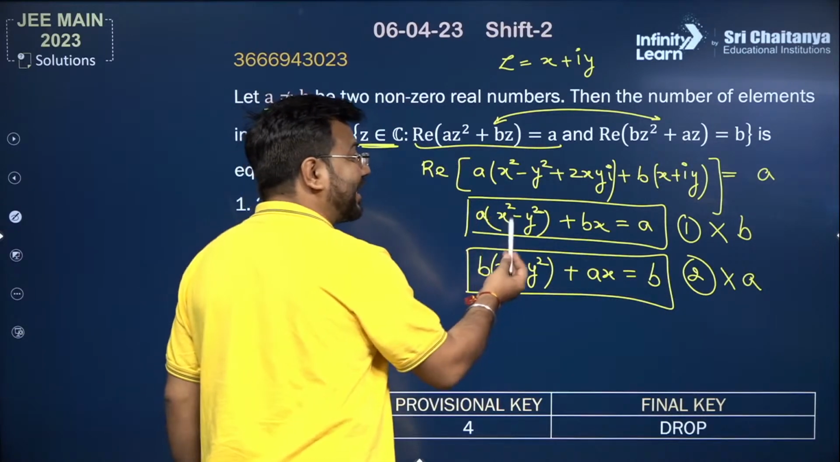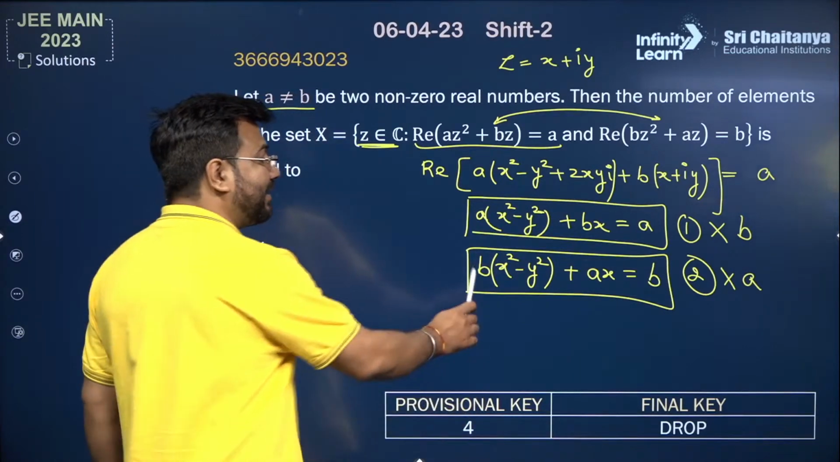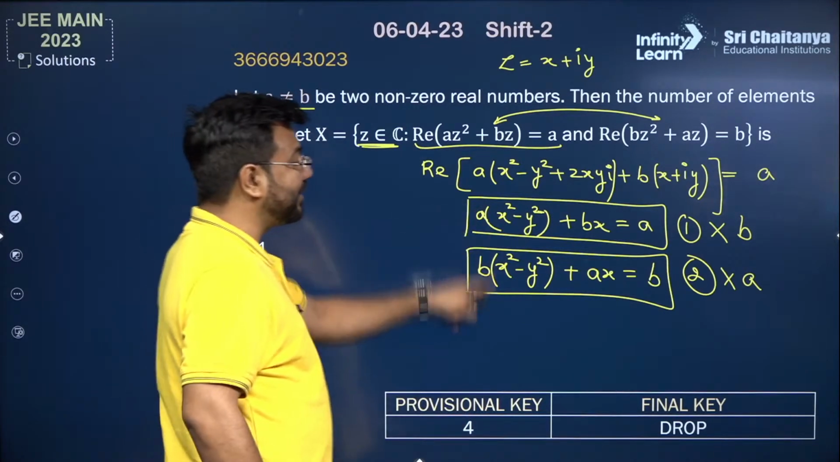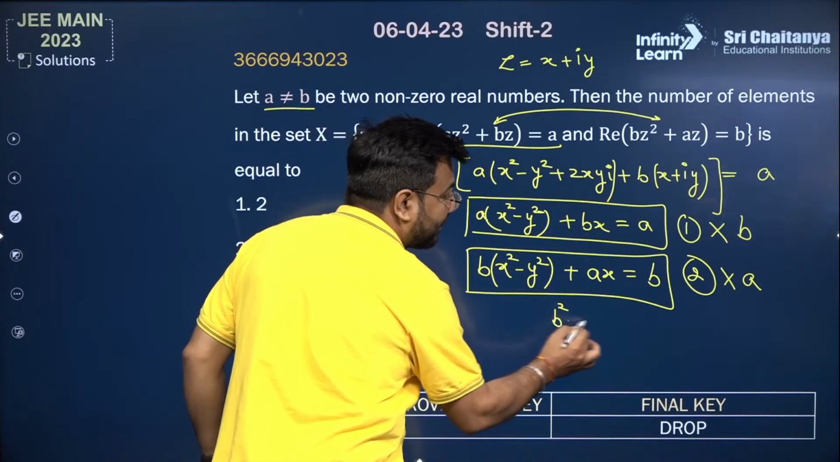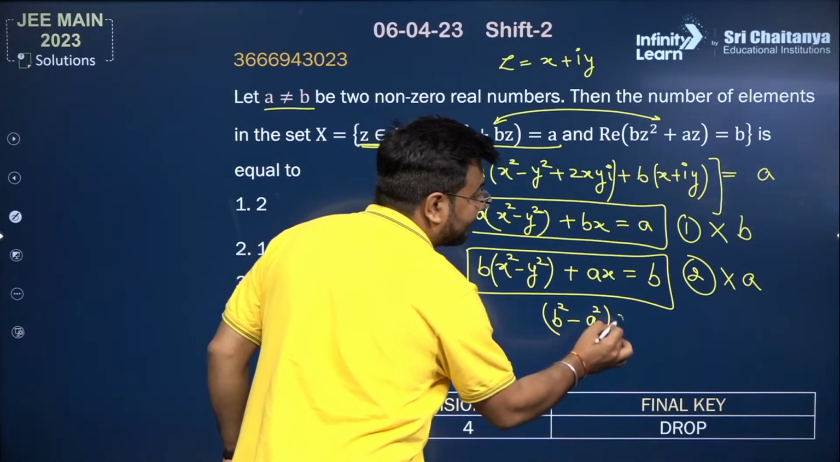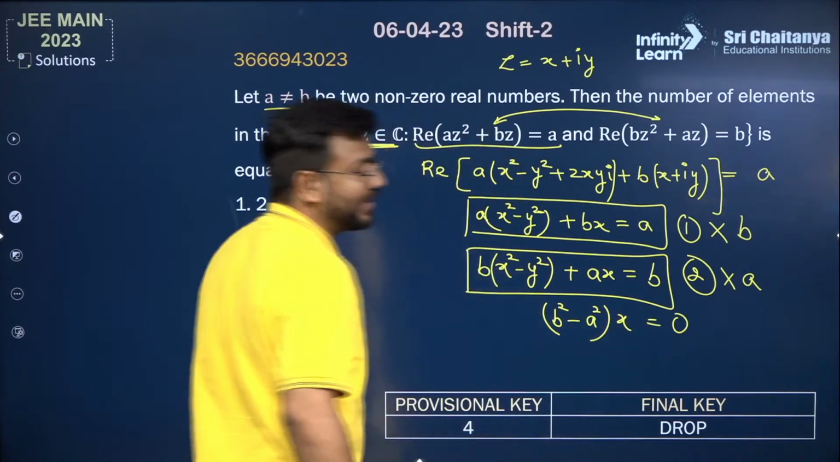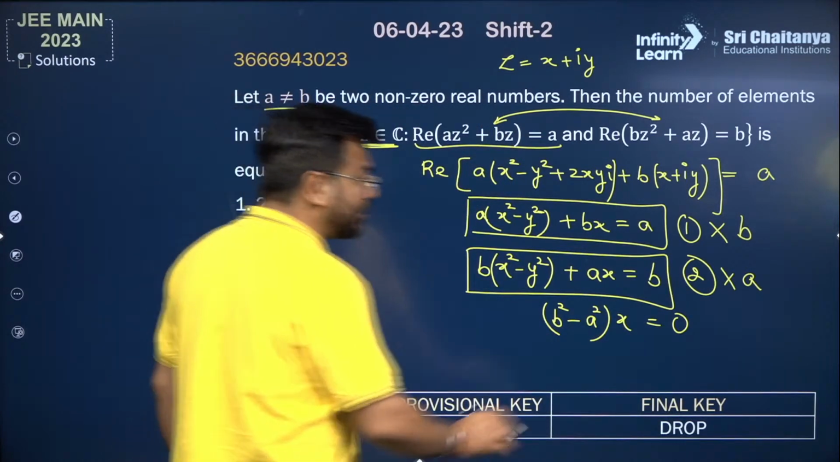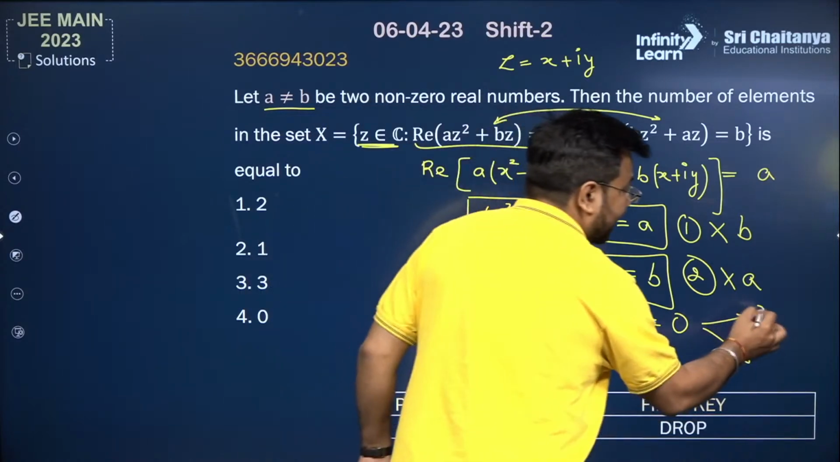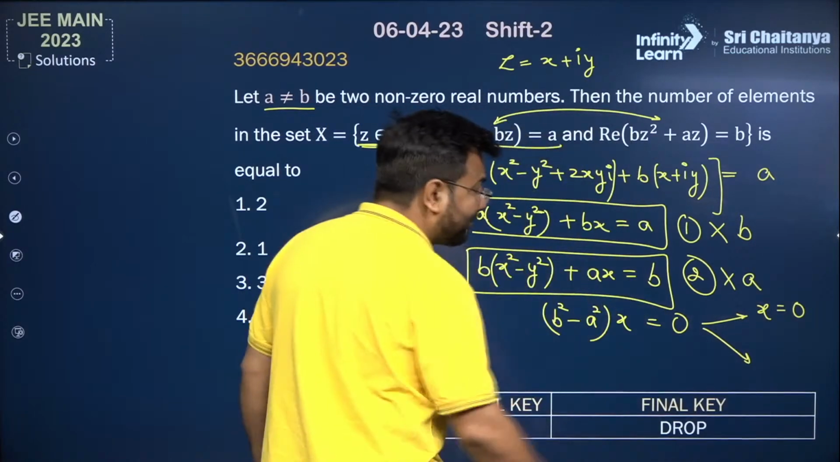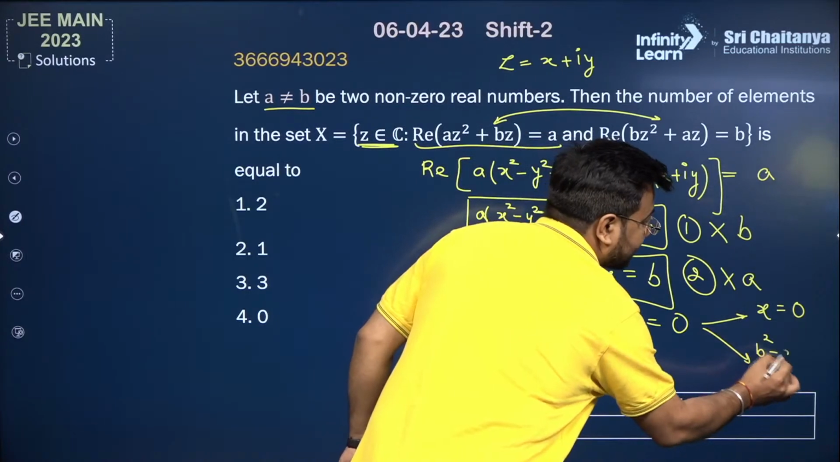Here also AB times X square minus Y square, AB times X square minus Y square, on the left hand side will also get cancelled. Only we are left with B square minus A square times X, and here we get the result 0. Now there are two possibilities for this equation. One possibility is X is equal to 0, and the second possibility is B square minus A square is equal to 0.